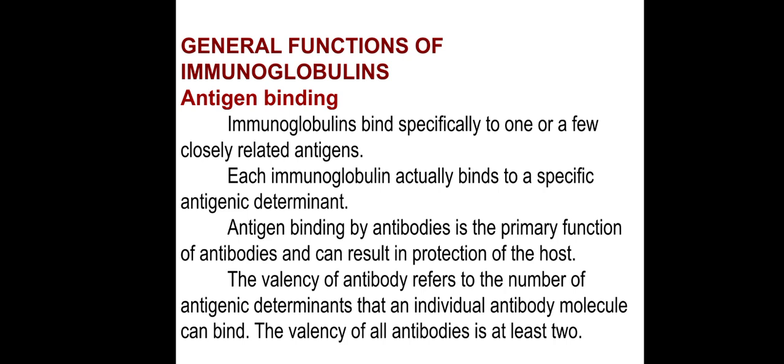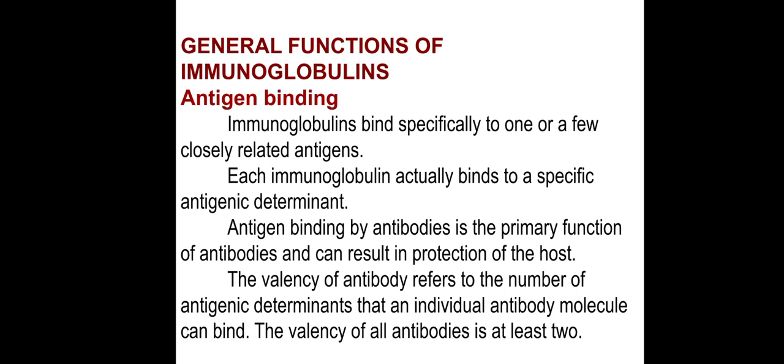Now we can see the general functions of immunoglobulin. Its first function is antigen binding. Of course, binding with the antigen is the first and foremost function of immunoglobulin. Immunoglobulin binds specifically to one or sometimes a few closely related antigens. Each immunoglobulin actually binds to a specific antigenic determinant site. Antigen binding by antibodies is the primary function of antibodies because it can result in the protection of the host.